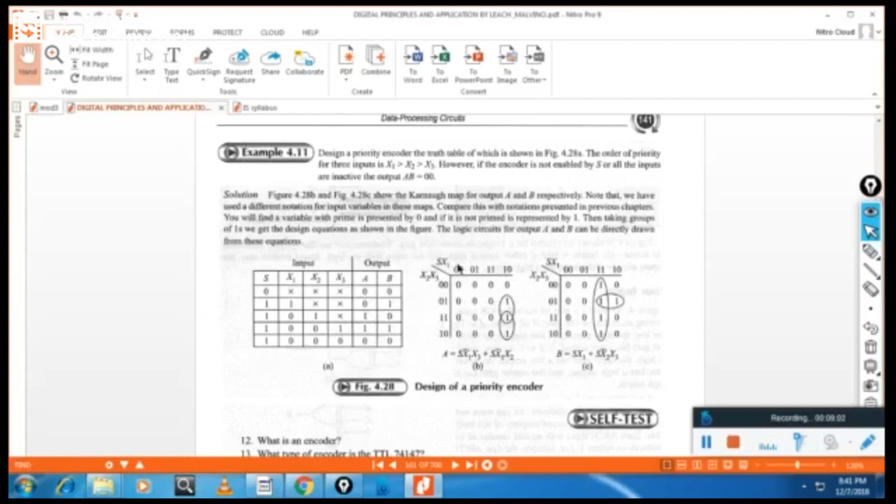So this one, if you solve it through K-map, you will get the answer, this one. So this is the design for the priority encoder.